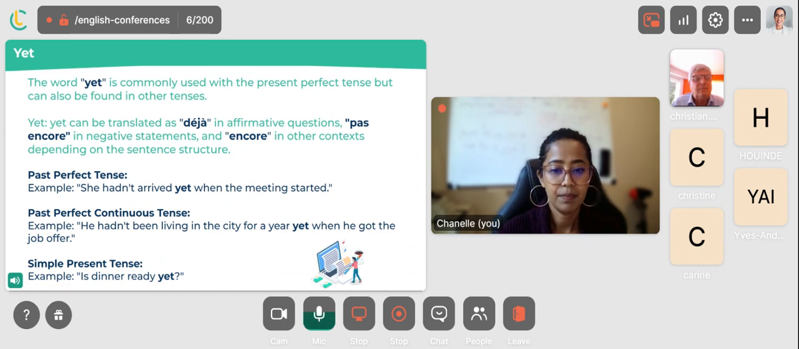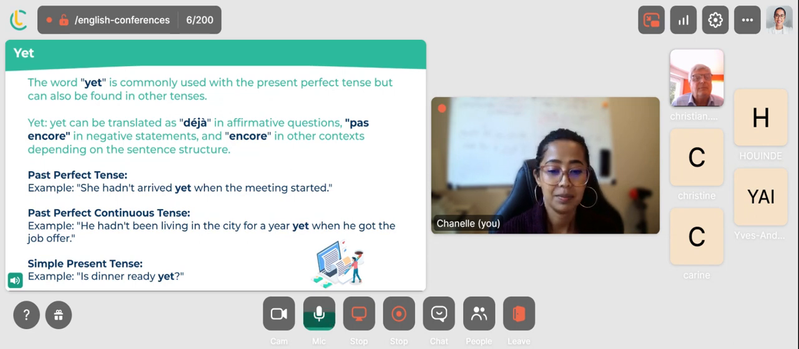Yet. The word yet is commonly used with the present perfect tense, but can also be found in other tenses. For example, yet can be translated as déjà in affirmative questions, pas encore in negative statements, and encore in other contexts depending on the sentence structure.